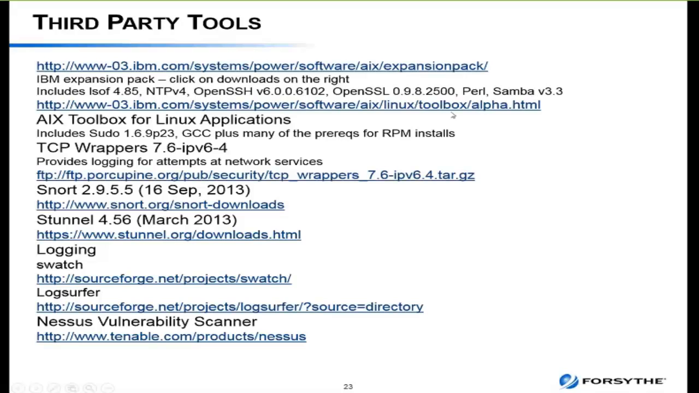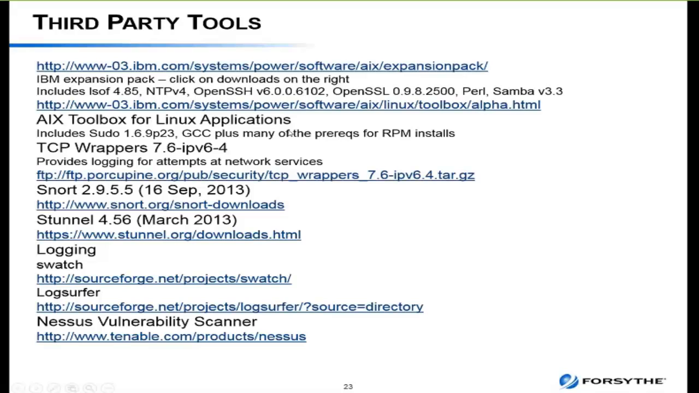Additionally, there's the Linux toolbox, and in the Linux toolbox you can get sudo as well as GCC and a number of other prereqs, because some of the third-party software will be RPM type installs from the old Linux style, and in order to do that you're going to need some prereqs. So that's all there on the Linux AIX toolbox. When you get AIX, they will probably ship you the DVDs with these on them. I normally still download them from the web because it's more up to date.